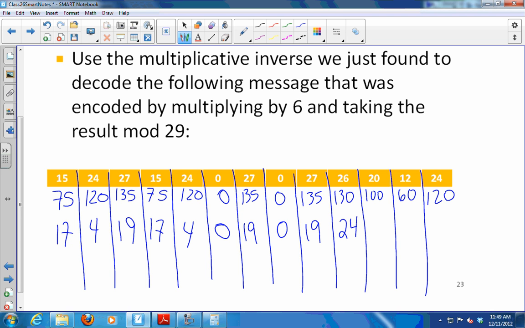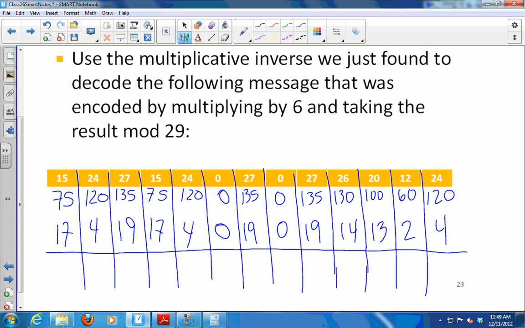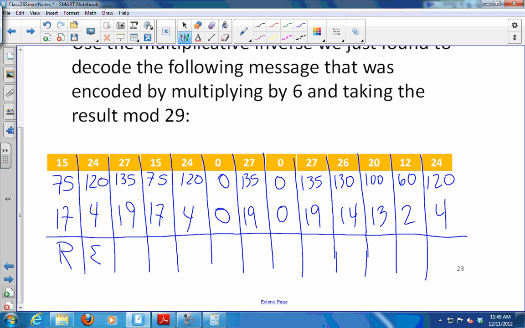14? Yeah. Sorry. 14. 100, 13. 60, 2. And 120 was 4. Okay. Now change them to letters. R, E, T, R, E, A, T, A, T, O, N, C, E. Retreat at once.